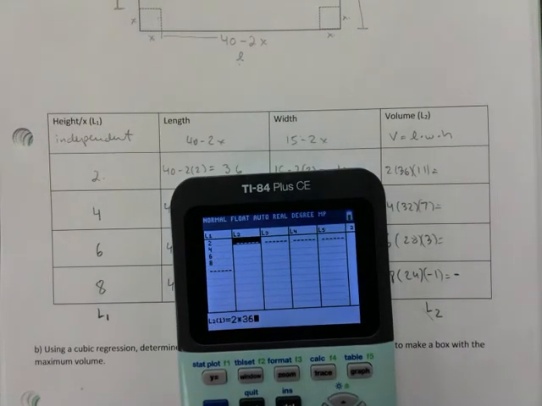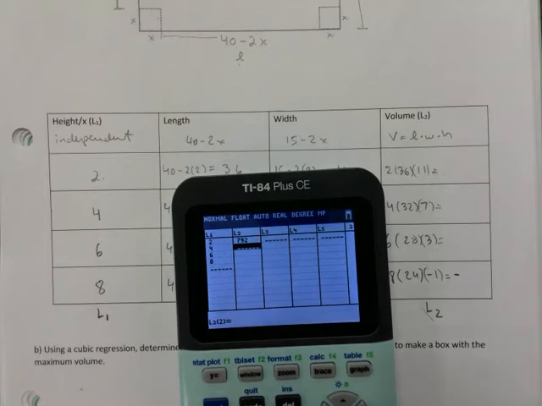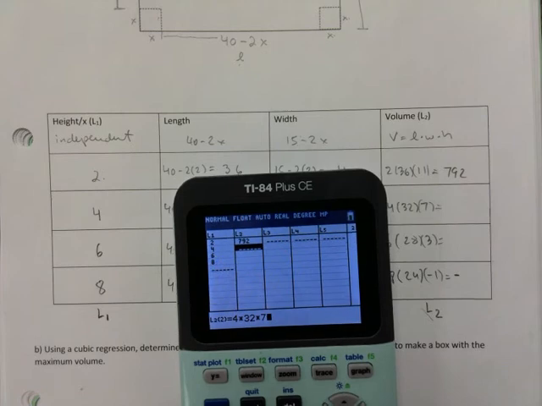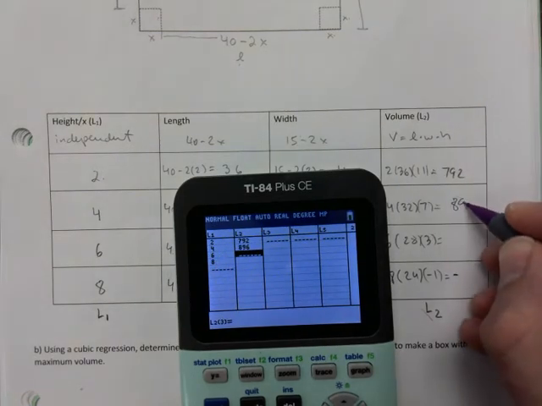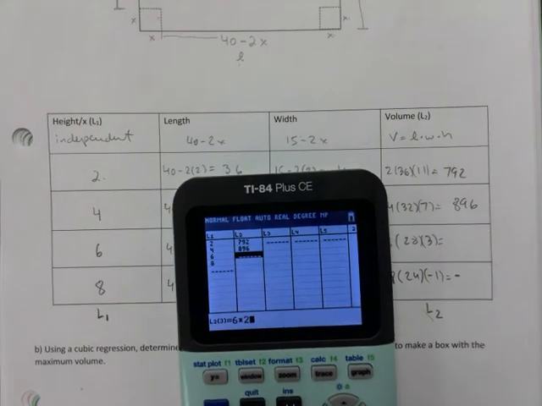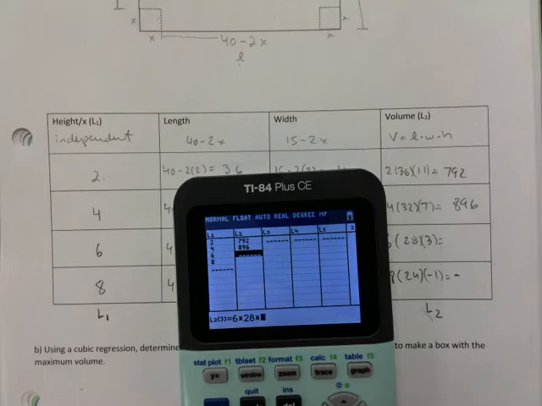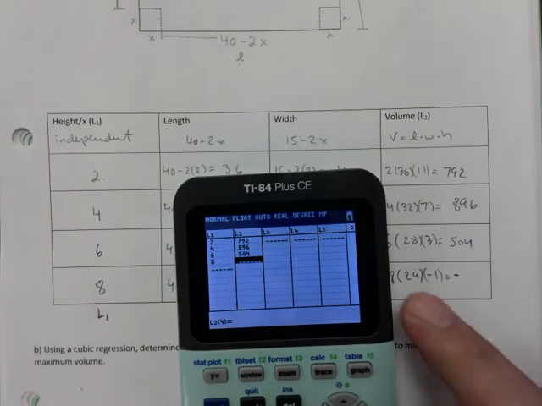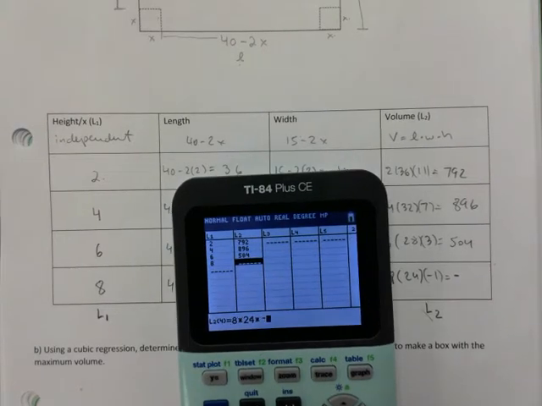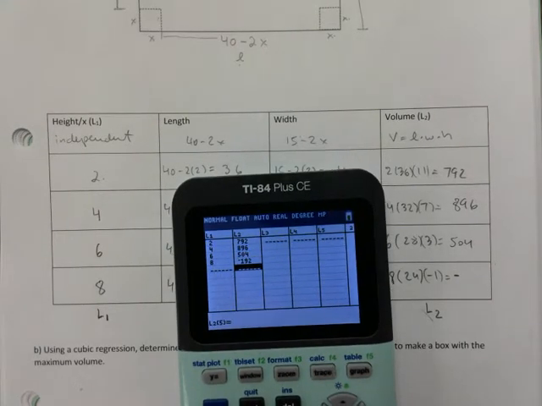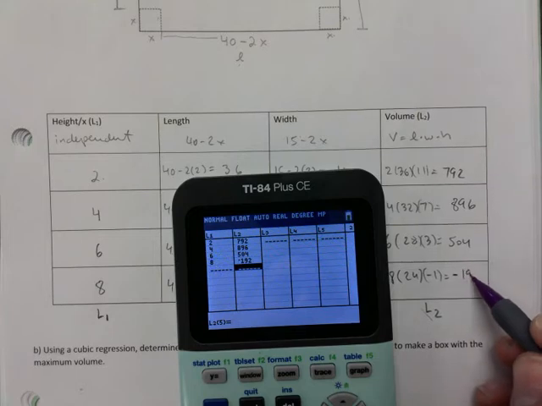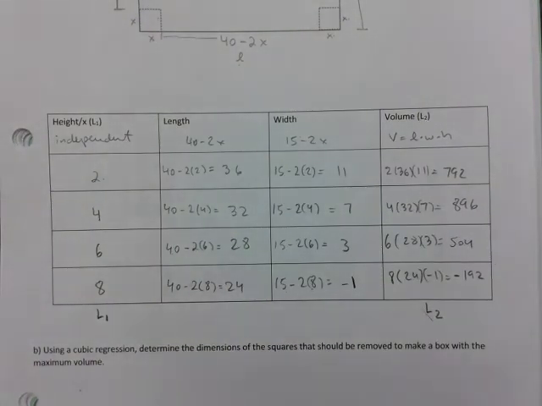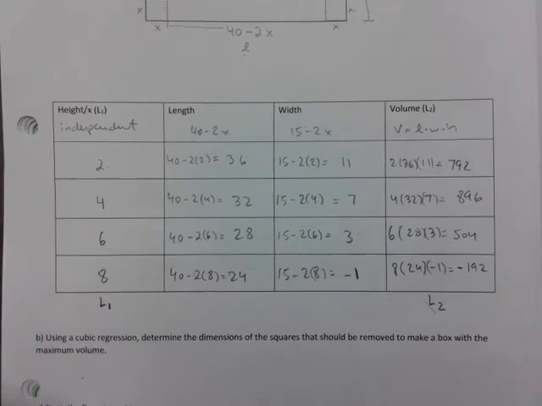So 2 times 36 times 11, that's 792. 4 times 32 times 7, that's 896. 6 times 28 times 3, that's 504. And then it's 8 times 24 times negative 1, right? And that's negative 192, right? So that's your chart. You have that filled in.